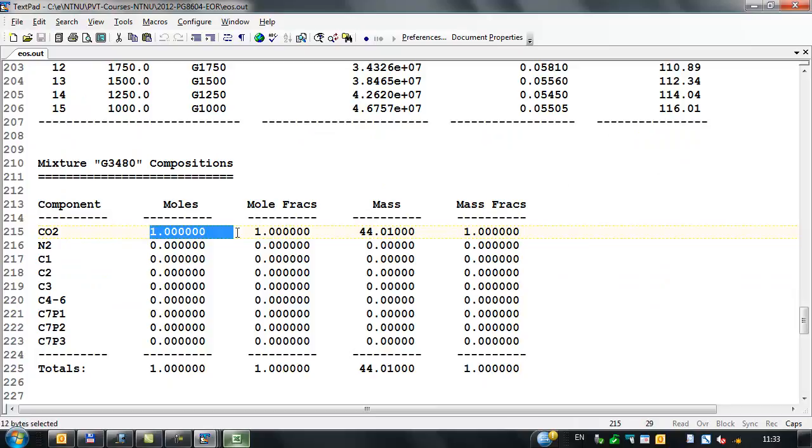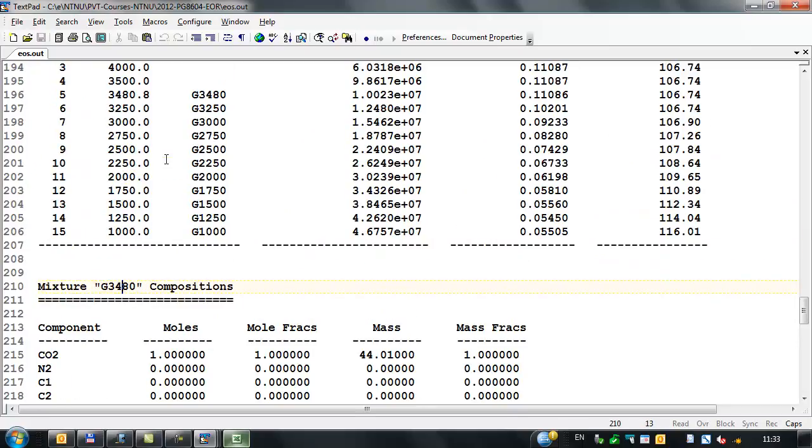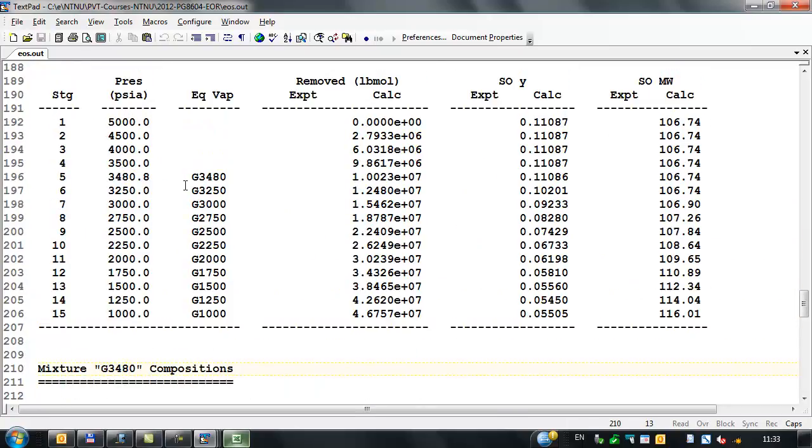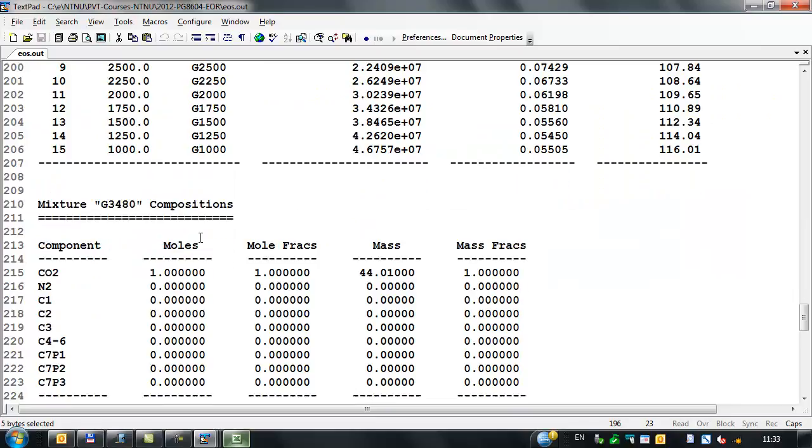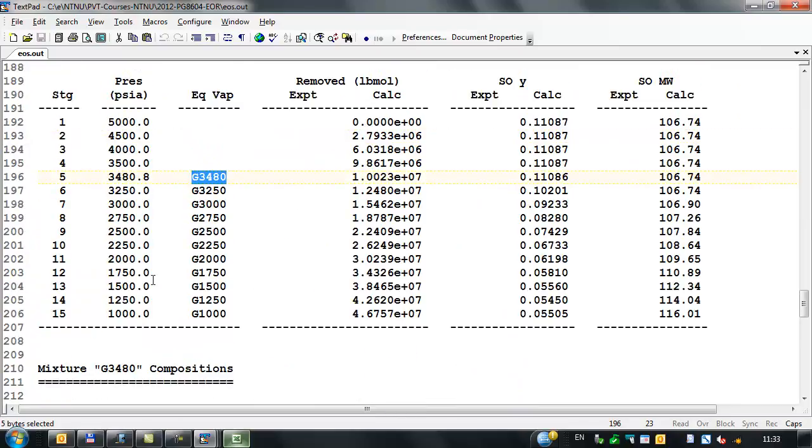Yeah, see, it's not filling that tank, right? 3480. Equilibrium gas. Strange. Why is it pure CO2?